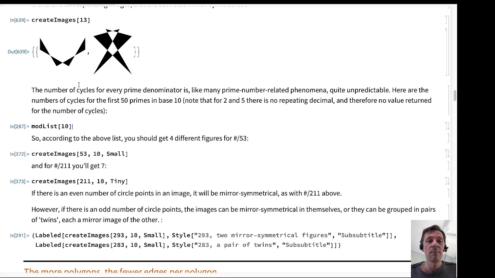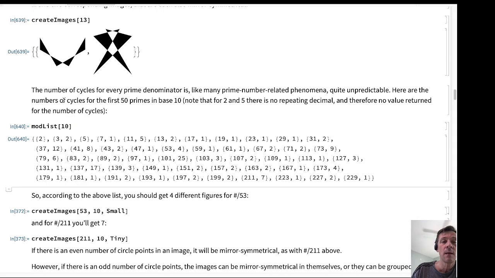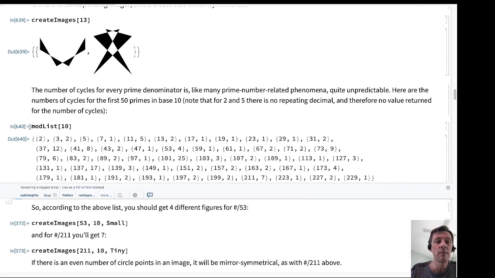So staying in base 10, here are the numbers of cycles for the first 50 prime numbers in base 10. You'll note that 2 and 5 are by themselves, but the first argument in each of these pairs is the prime number, the numerator, and the second number is always going to tell you how many cycles are formed.